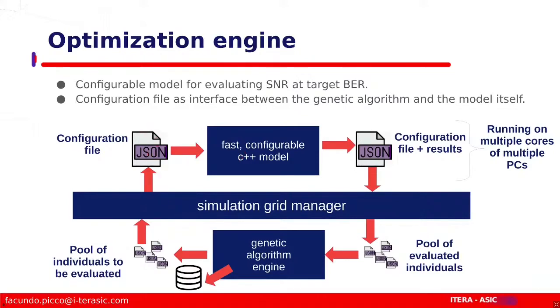And it basically uses a configuration file to run a fast and configurable C++ model. Now, it does need to be fast because the speed with which we can run generations and make the optimization is basically uniquely defined by the speed of the C++ model. The C++ model takes a full set of parameters and delivers as a result the signal-to-noise ratio at the target BER, which is stored in a JSON configuration file that includes some results, which are harvested by the simulation grid manager and placed on a pool of evaluated individuals, which are the ones that the genetic algorithm can use to produce new individuals to be evaluated and close the loop. And of course, everything goes to a database.